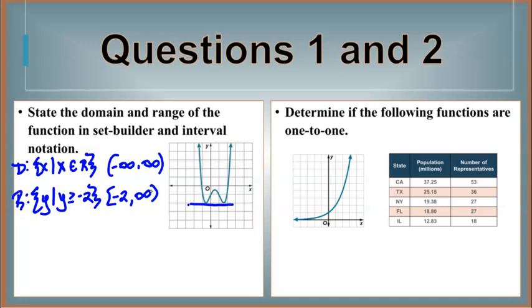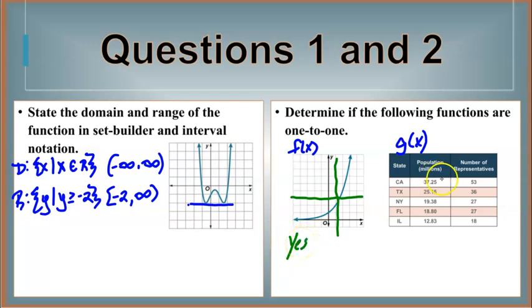Question 2, determine if the following functions are one-to-one. So let's just name this one as f of x and this one as g of x. Now for the functions to be one-to-one, for it to be a function, first it has to pass the vertical line test. So this one, f of x, passes the vertical line test, and it has to pass the horizontal line test, which it does. So f of x is one-to-one.